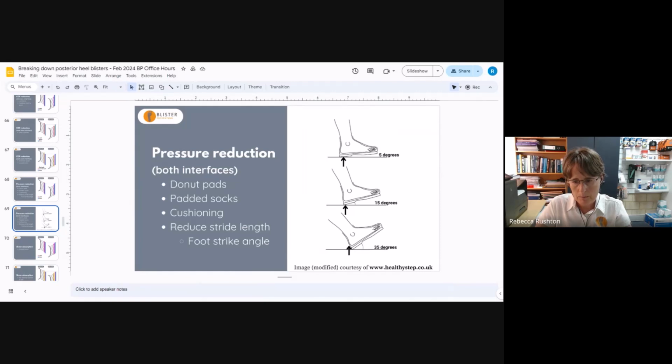Now, 35 degrees is probably a bit crazy, but it just really demonstrates it more clearly. The higher the foot strike angle gets, the more posterior the ground reaction force is applied, and it moves more towards the posterior heel. So if you've got someone that is overstriding and struggling with posterior heel blisters, this is why shortening their stride length is probably a good idea, particularly given that heel strike is possibly the biggest factor, more than heel lift. Make sense?